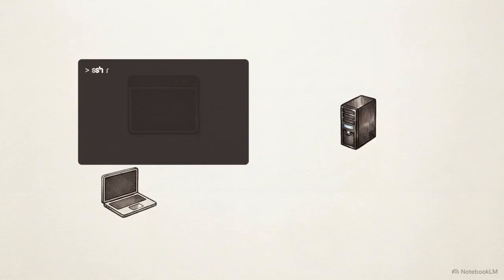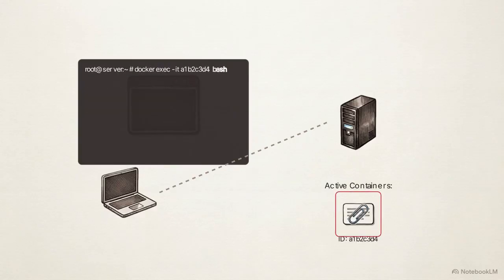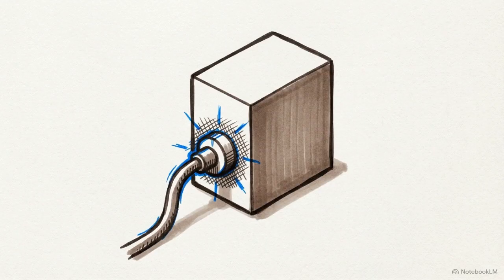Open a terminal on your computer. First, run the SSH command to access your remote server. Next, type docker ps to locate your specific Paperclip container ID. Finally, run docker exec, followed by that ID, to enter the container and execute the login command for your chosen LLM. Completing this authentication process links your secure server infrastructure with the reasoning capabilities of your language model.